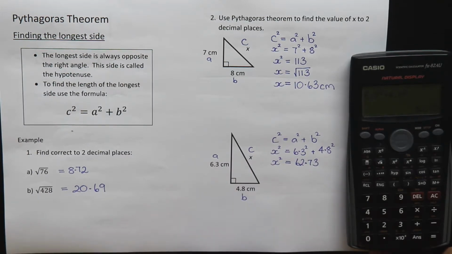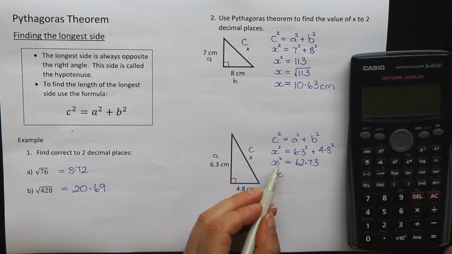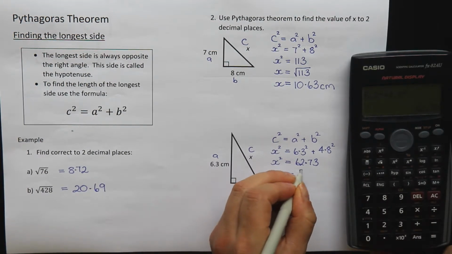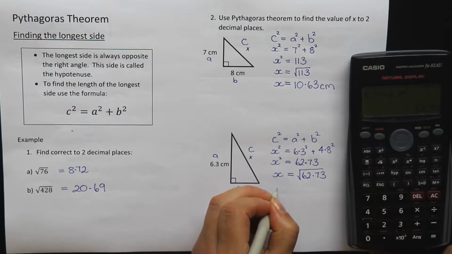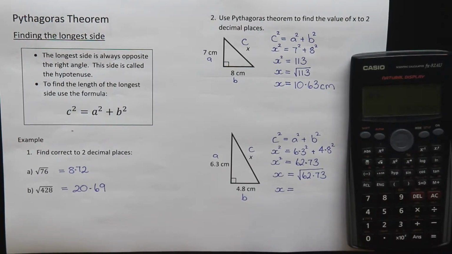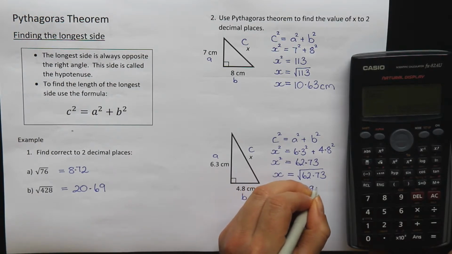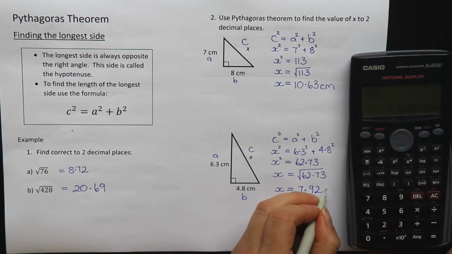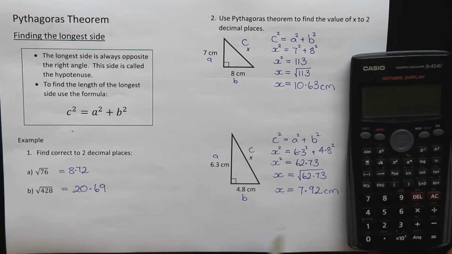62.73. Now don't forget, we have to find out what just x is. We don't want x squared as our answer, we want x. So I have to get rid of the squared, which is when you square root this number, 62.73. Okay, 2 decimal places, 7.92. It's a 0, so again it stays the 2. My units are centimetres. So my hypotenuse here is 7.92 centimetres long.